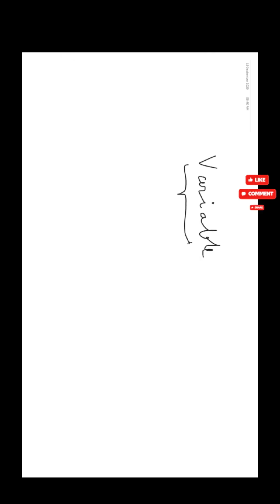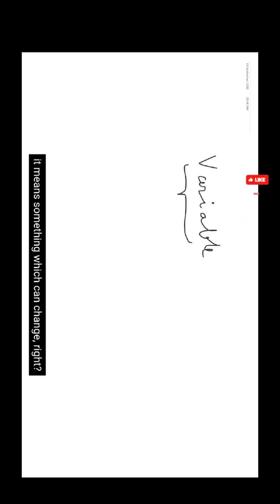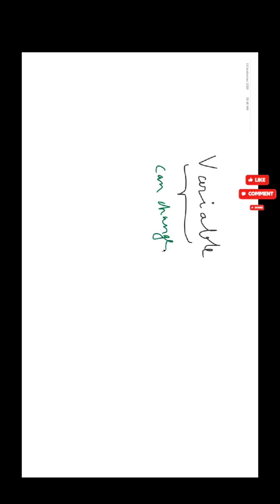In this video, we will be learning what variables are. So, variable. What does this word mean in English? It means something which can change, right? So it is something that can change. Now, to get the intuition, it is something that can change. Now let's understand it a little more.